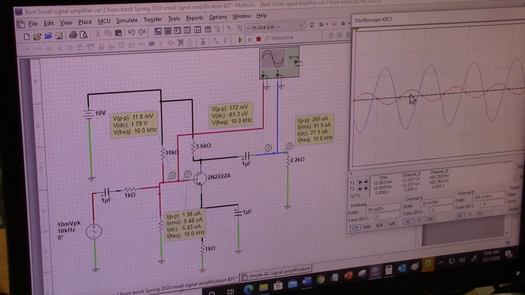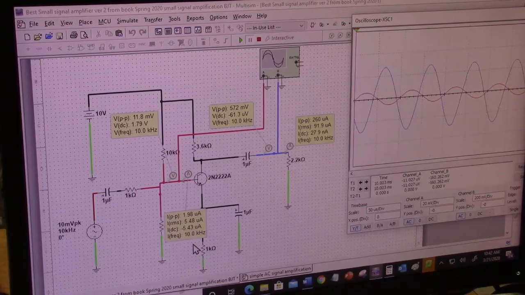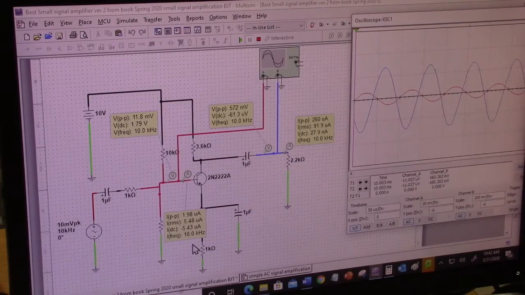What is it? About peak to peak input voltage is about 11 millivolts, and I'm getting peak to peak output of about 572 millivolts. But even more interesting than that is the input current. Remember, bipolar transistors are current amplification. This is a current amplification circuit. When we talk about MOSFETs, we'll get more into this, but bipolar transistors are current devices.